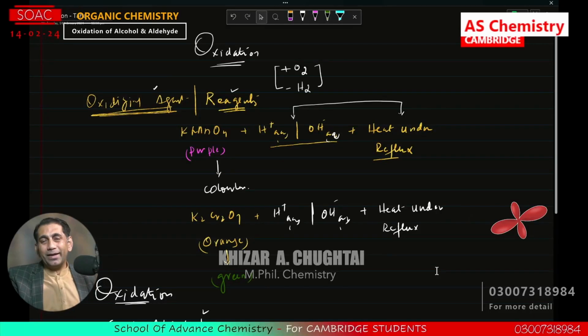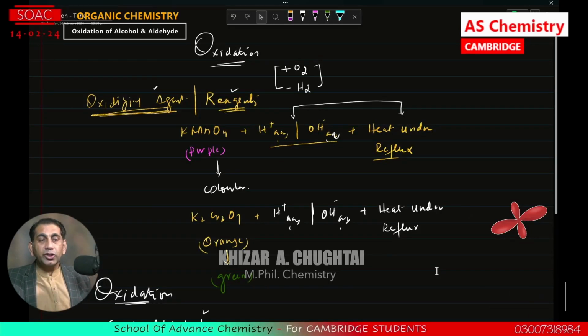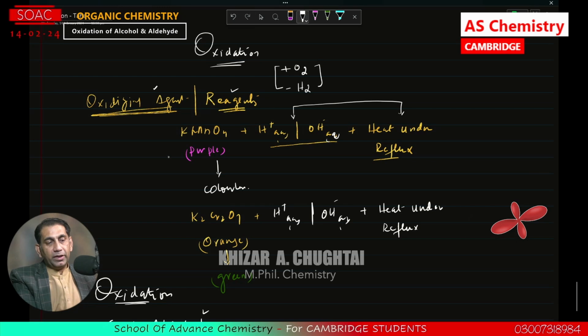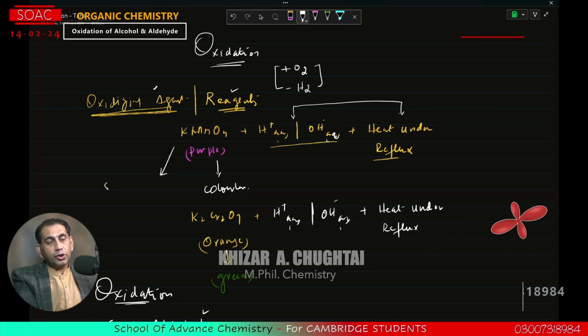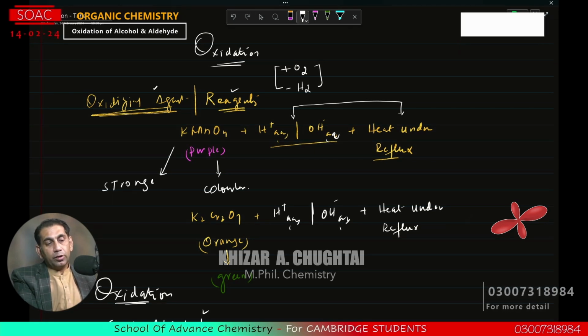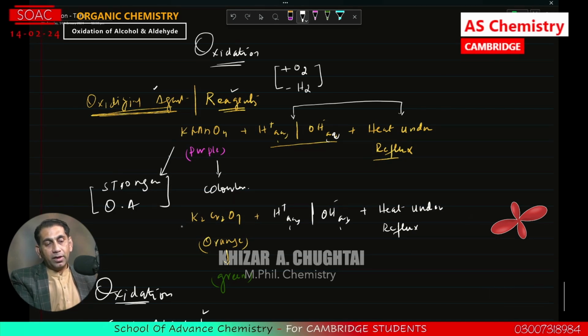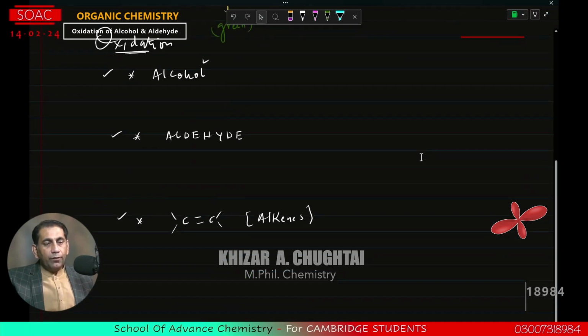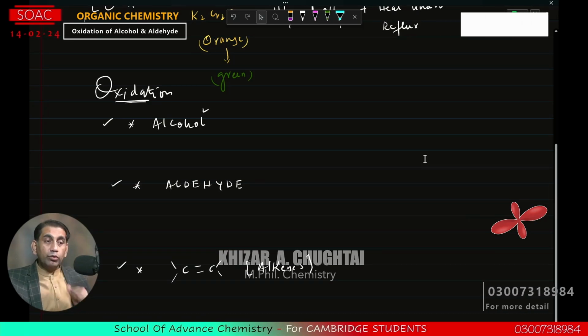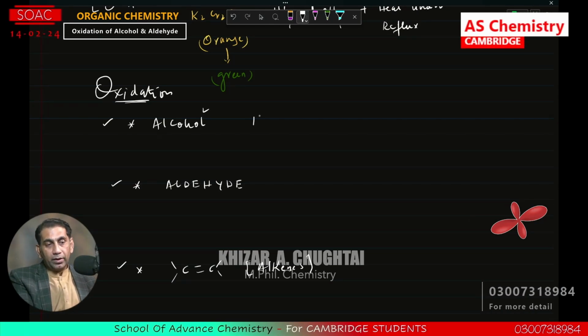So basically, you will remember there are only two reagents. One is KMnO4, the other one is K2Cr2O7. Conditions are the same. But here is a difference between these two. KMnO4 is said to be the stronger oxidizing agent, OA meaning oxidizing agent, and K2Cr2O7 is relatively the weaker oxidizing agent. How? First of all, if I'm going to oxidize alcohol, then both can work.